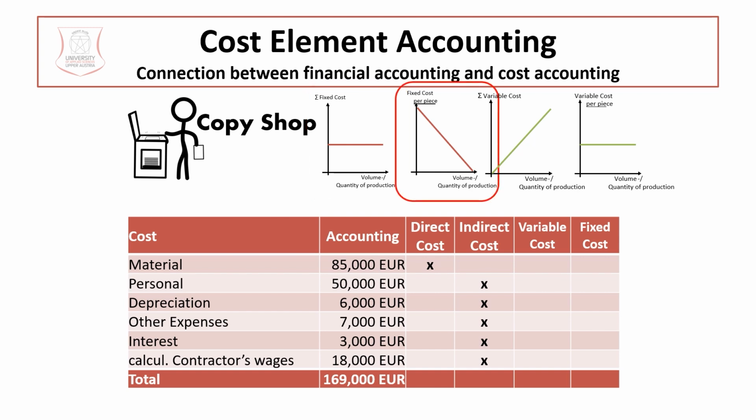In our example, we clearly have variable costs for materials. Personnel costs, as well as interest and imputed contractor wages, are generally regarded as fixed costs. We have a special case here with other expenses. The €7,000 includes a part that is variable, but also a part that is fixed. For example, electricity costs are included here depending on consumption. These naturally vary with the number of copies. Whereas the rent, for example, is fixed every month, i.e. the same amount every month, regardless of how many or how few customers come to the copy store.